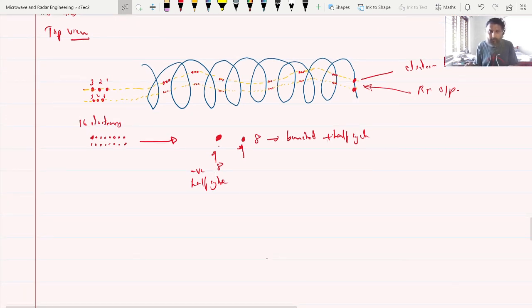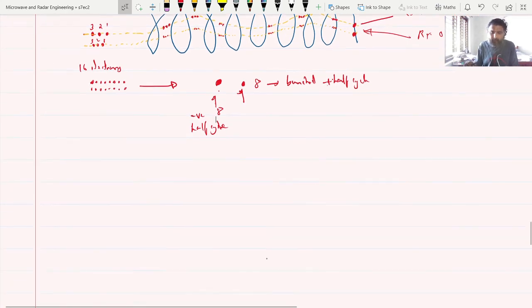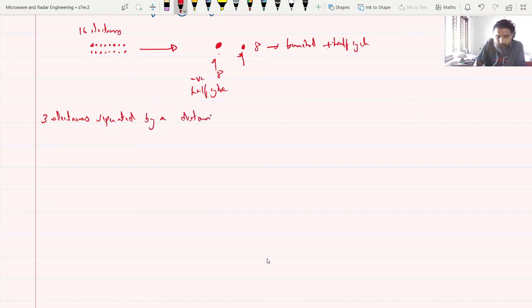What I told you, the slow wave structure and all those. Okay, so this is from the top view. Three electrons separated by a distance.